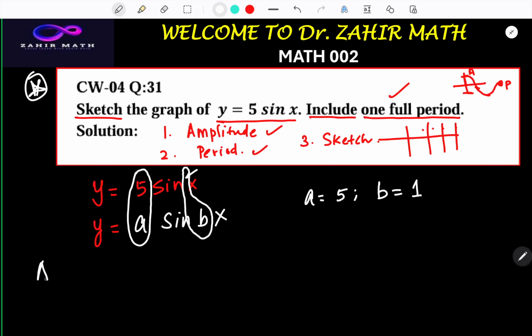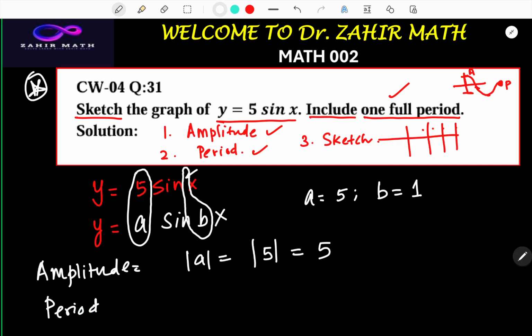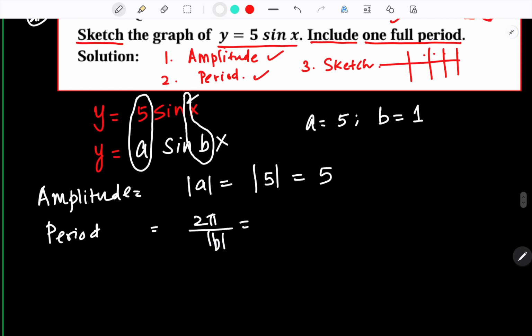So let's go for finding amplitude. What is the formula for amplitude? Absolute value of A. So the absolute value of 5 is equal to 5. Next, the formula to find period. Period is equal to 2 pi divided by the absolute value of B, right? So 2 pi divided by your 1, which is equal to 2 pi. What is the information? You get it from this.